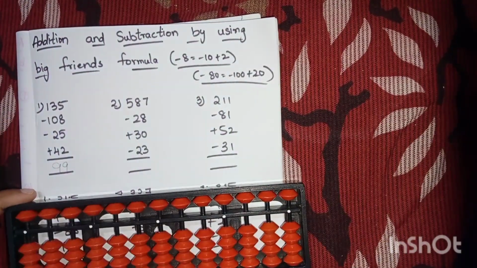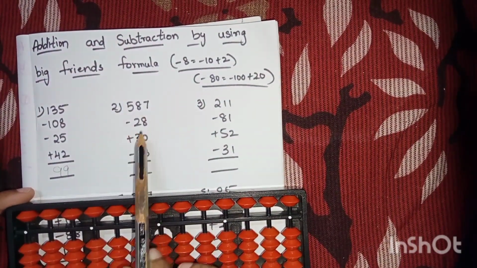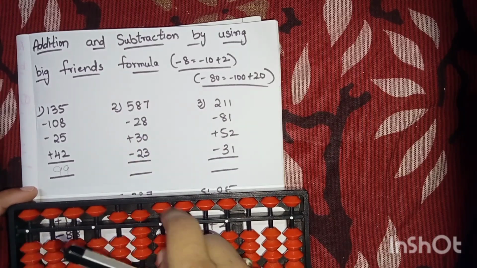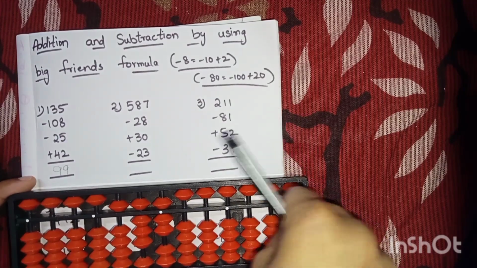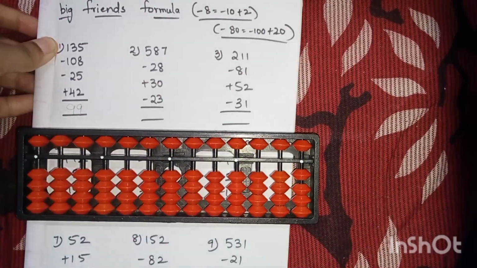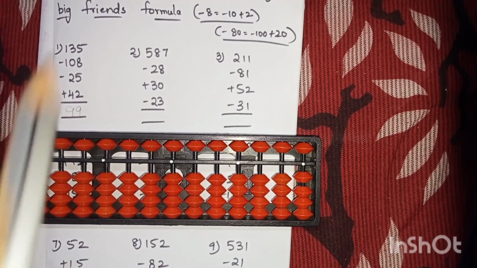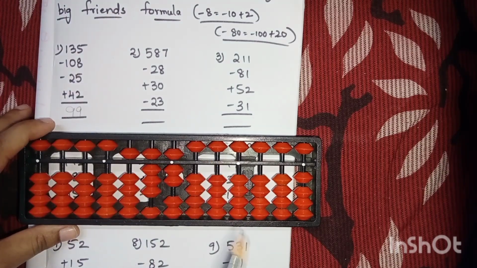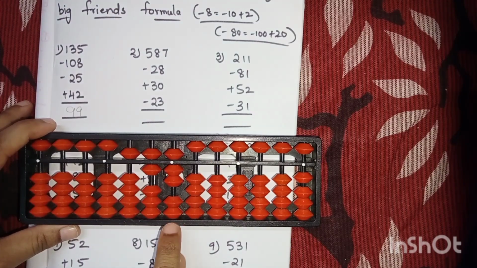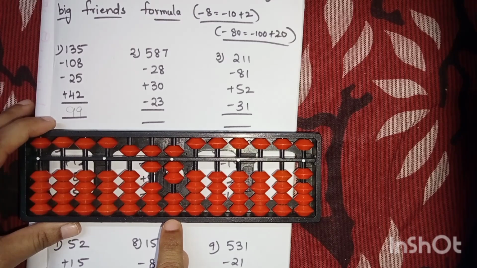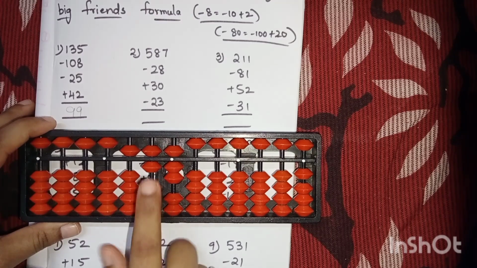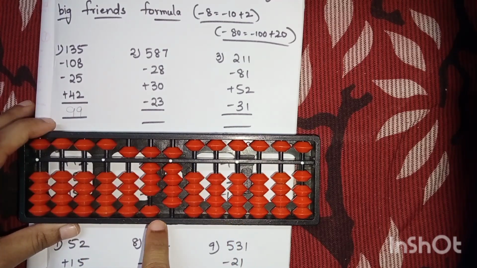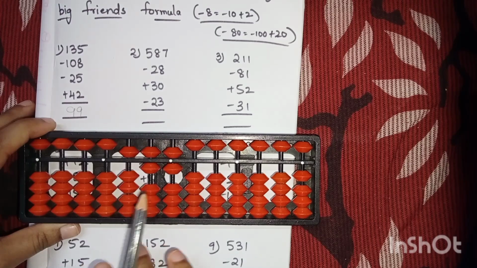Clear the scale. 587 minus 28 plus 30 minus 23. Second one I am going to do again. 587 minus 28. The ones place rod, minus 8 is not available. So what you have to do, you have to take big friends formula. Minus 8 is equal to minus 10 plus 2. And add 30 minus 23. So what is the answer? 566.